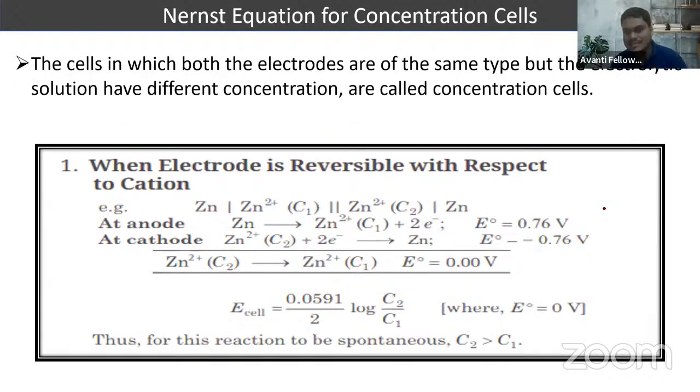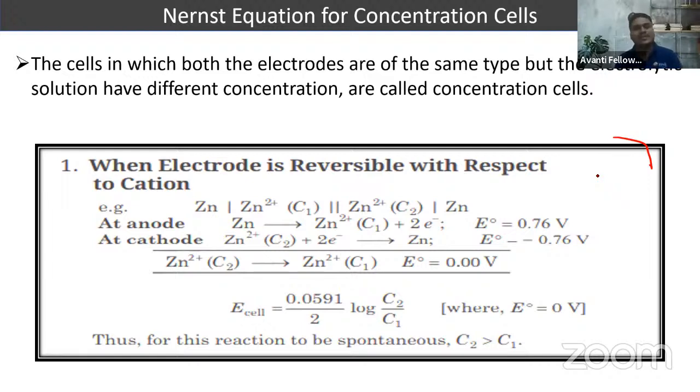Now, let's see the second thing, that is the Nernst equation for the concentration cell. So what do you mean by this term concentration cell? The cell in which both the electrodes are of the same type, but the electrolytic solutions have different concentrations, are called concentration cells. So electrode same होंगे, like zinc electrode, copper electrode, of the same type, but their electrolytic solution have different concentration. So they are called concentration cells, right?